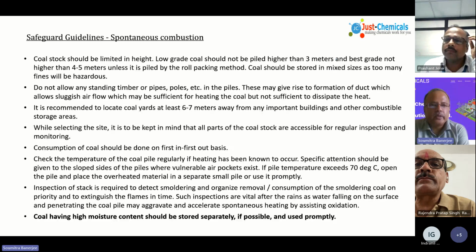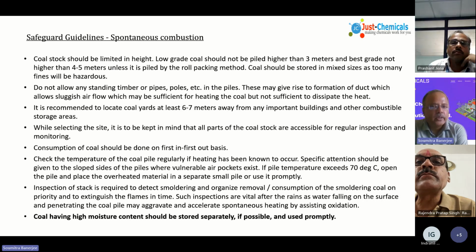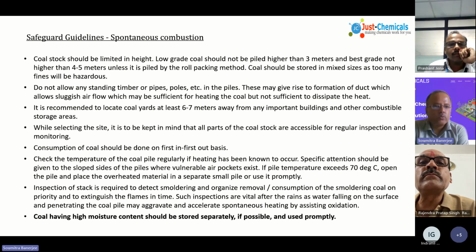A few more safeguard guidelines. Coal stock should be limited in height. Low grade coal should not be piled higher than 3 meters, and best grade should not be more than 4.4 to 5 meters unless it is piled by using a dozer, or by the roll packing method. Coal should be stored in mixed sizes, as too many fines would be hazardous.